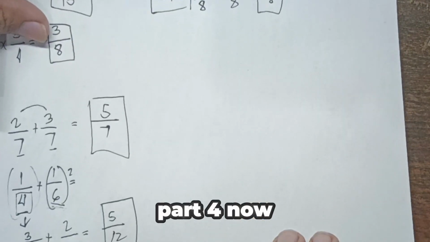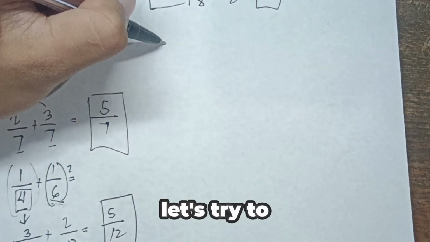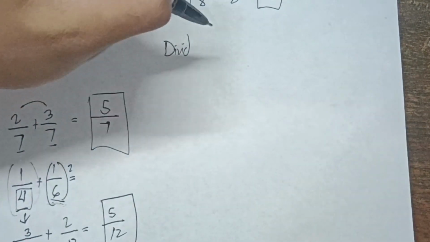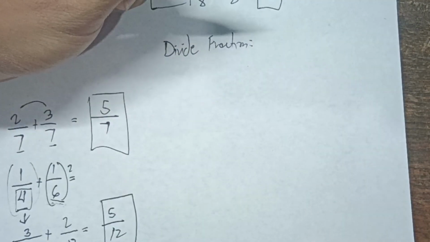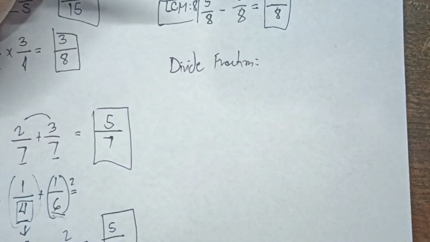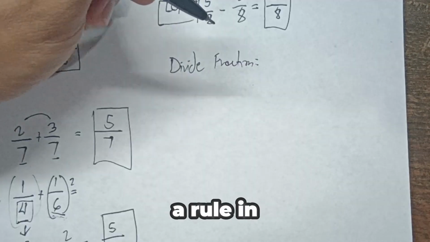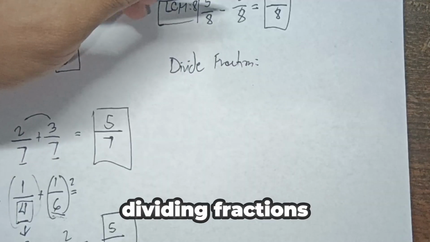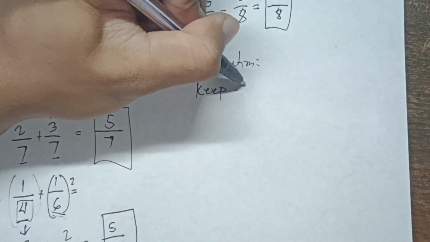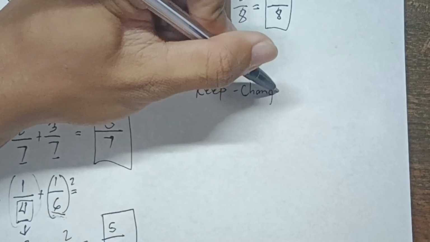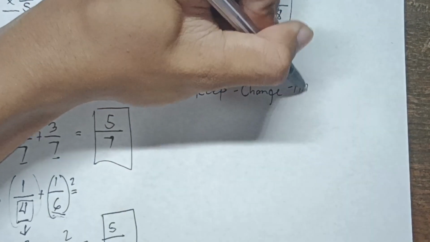3 over 8. Now, let's try to divide fractions. There is a rule in dividing fractions: keep, change, and flip.